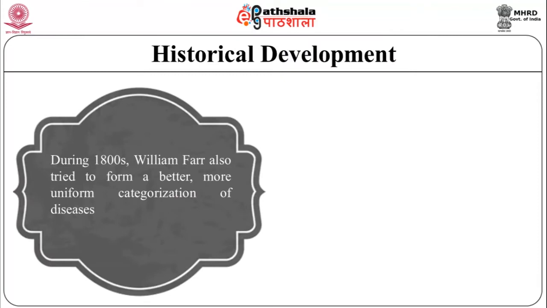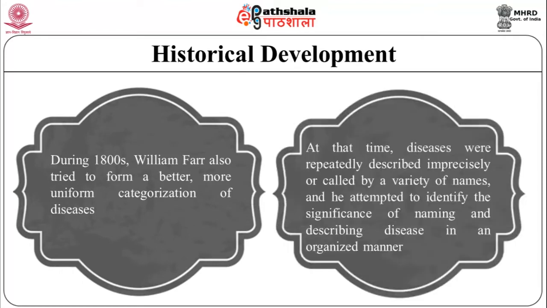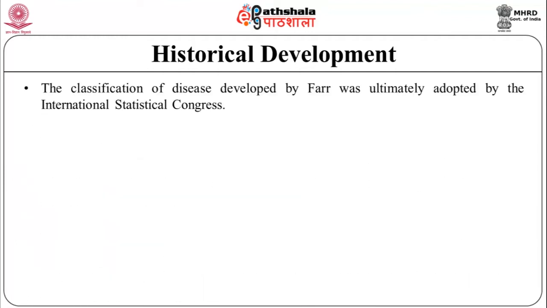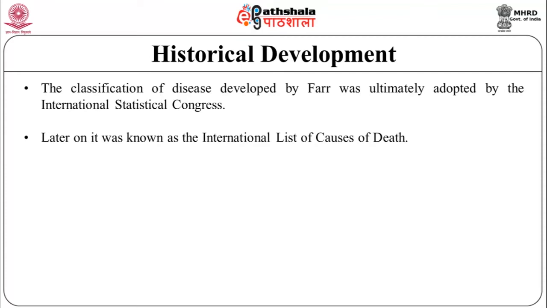During 1800, William Farr also tried to form a better, more uniform categorization of diseases. At that time, diseases were repeatedly described imprecisely or called by a variety of names, and he attempted to identify the significance of naming and describing disease in an organized manner. The disease classification developed by Farr was ultimately adopted by the International Statistical Congress, and later on it was known as the International List of Causes of Death.